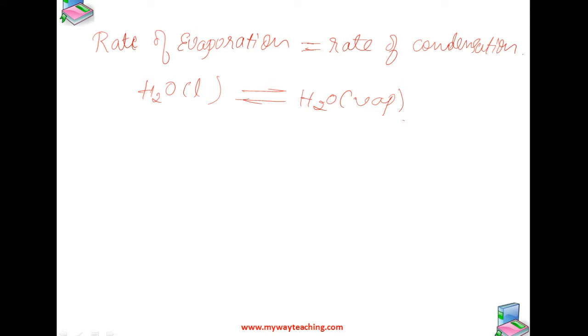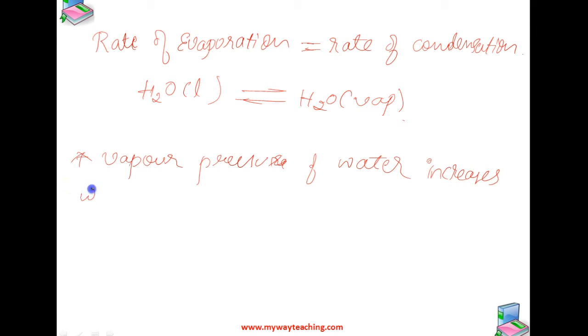At equilibrium, the pressure exerted by the water molecules at a given temperature remains constant and is called the equilibrium vapor pressure of water. Vapor pressure of water increases with temperature. So this is about liquid vapor equilibrium.